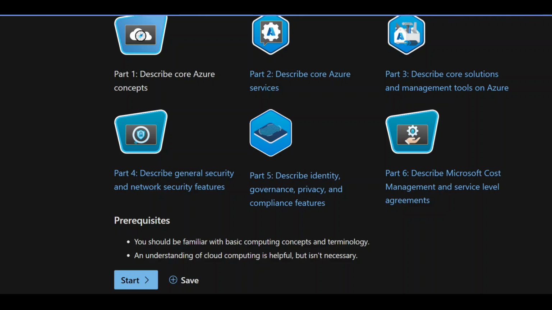Okay, next, familiarity with basic computing concepts and terminology. Understanding cloud computing is helpful. Okay, cloud computing, ano yan? Yung mga cloud computing, services under cloud. Cloud computing, yan yung computer na nasa cloud, no?